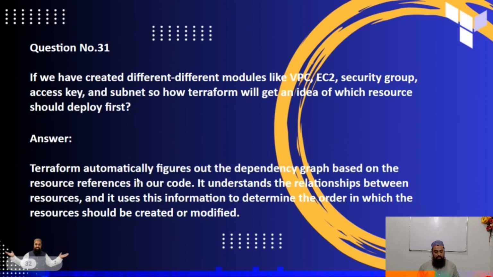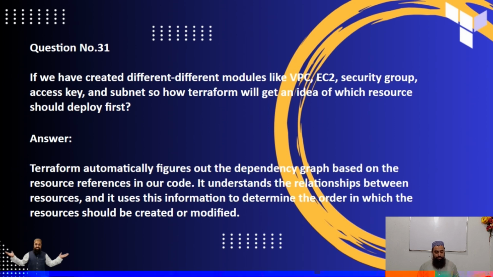Question number 31. If we have created different modules like VPC, EC2, security group, access key, and subnet, how will Terraform get an idea of which resources should be deployed first? There are actually dependencies among the resources. So Terraform is intelligent enough to figure out which resource should be built first.